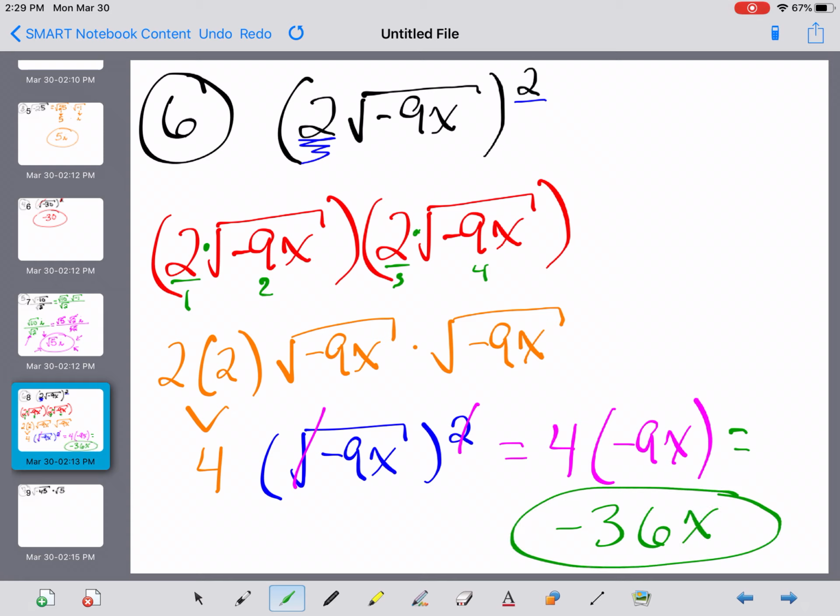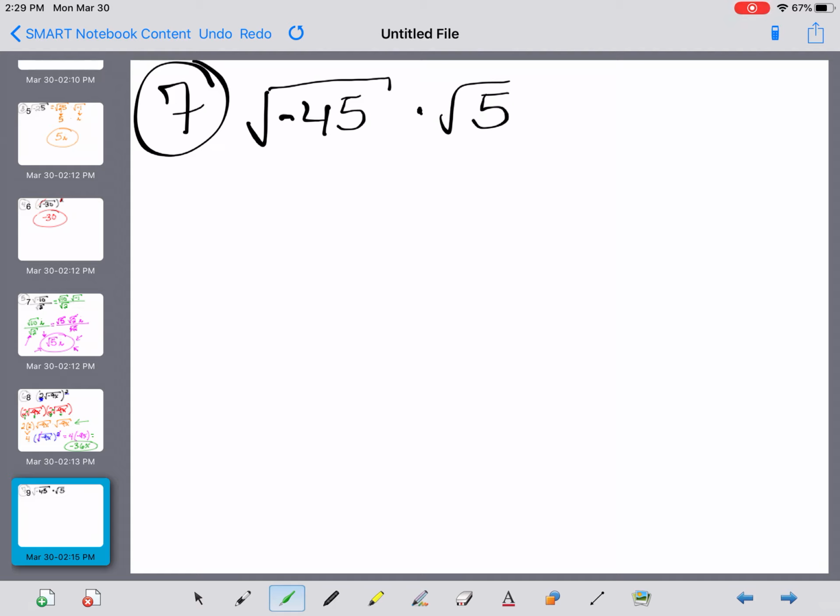That problem looked pretty terrible, but once we changed the order right here, things got a lot easier. So just remember, when you're multiplying, you can change the order. Let's take a look at our last example, number 7.